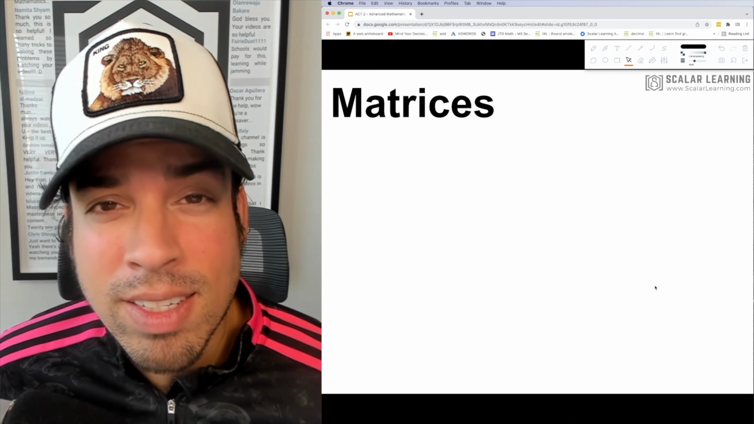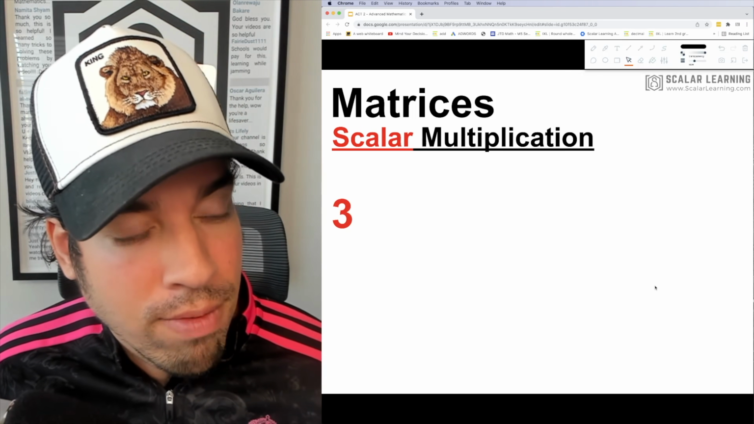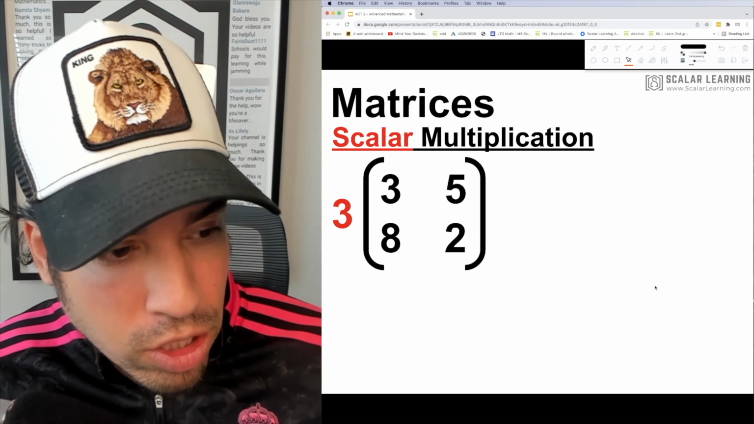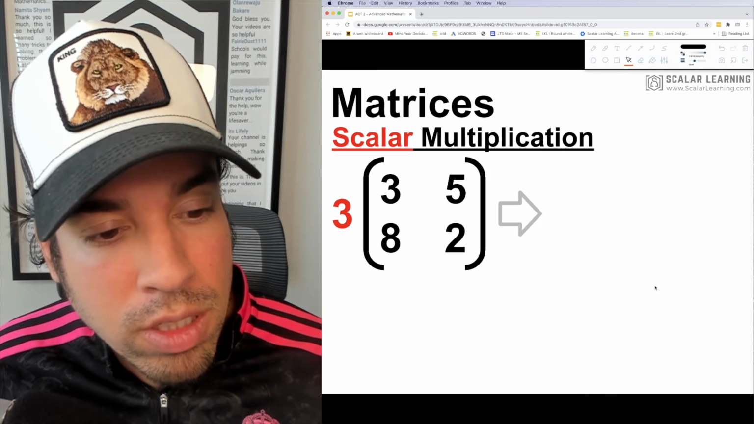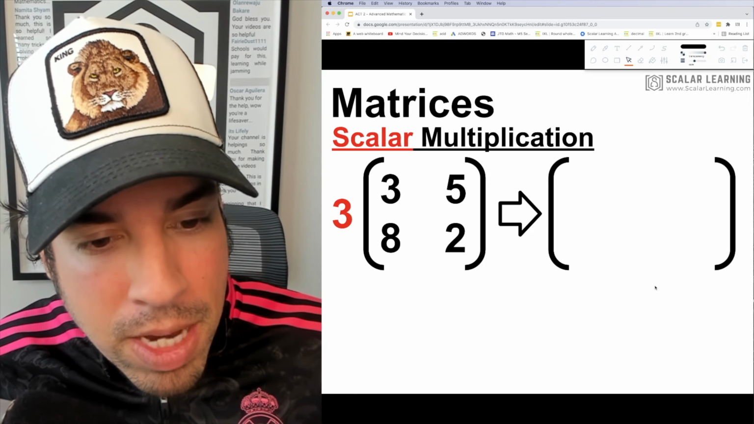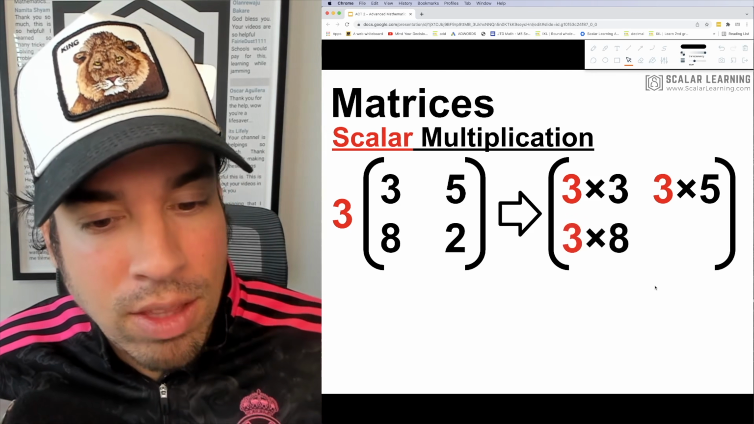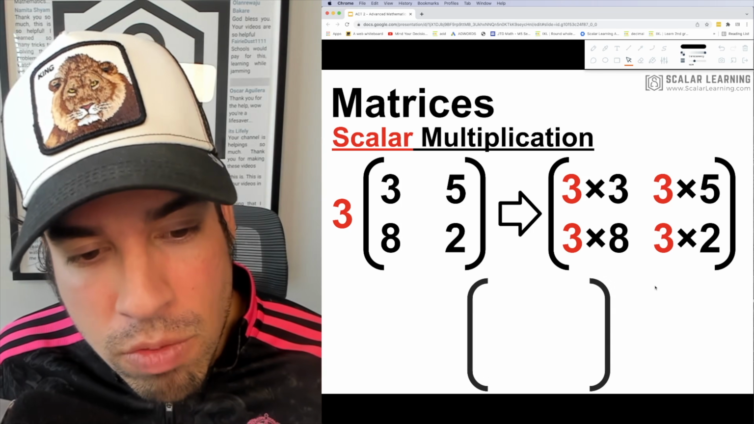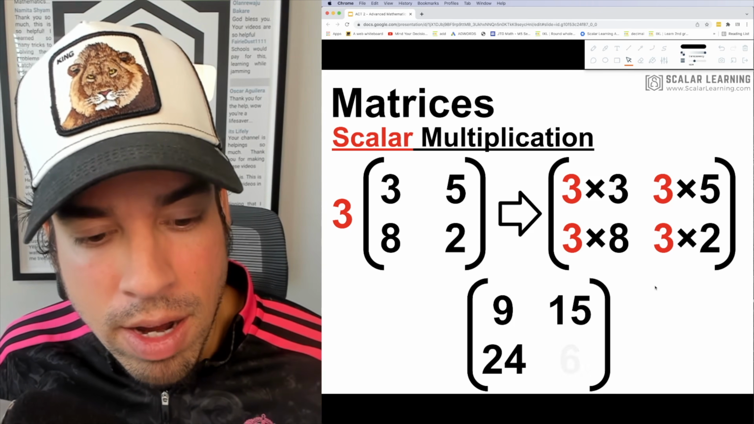So first, let's talk about scalar multiplication. You're going to have to know how to do this, and it's really not that bad. So let's say we have 3 as our scalar. That means just a number that we're going to multiply by. And we got a matrix here, right? This is a 2 by 2, and it's 3, 5, 8, 2. How do we multiply? Well, simply distribute. That 3, that scalar multiplies every value in the matrix. So check it out. First, we got 3 times 3, 3 times 5, 3 times 8, and 3 times 2. Everything retains its original position. And that gives us a new matrix, a new 2 by 2 of 9, 15, 24, and 6.